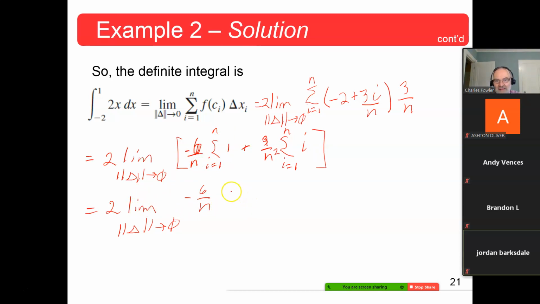Okay, now, what's the summation of i equal 1 to n of 1? That's just 1 plus 1 plus 1 plus 1 plus 1 plus 1 up to n times, so that gives you n. Well, guess what? Those n's go out. Plus, I'll put this in brackets again for now, and this one will be a 9 over n squared. That's outside the summation. And what's the summation i equal 1 to n of i?